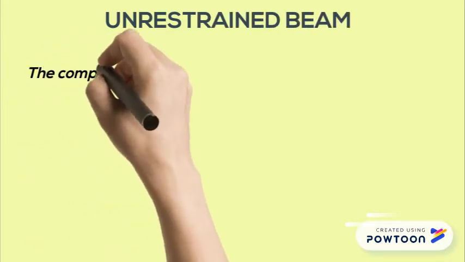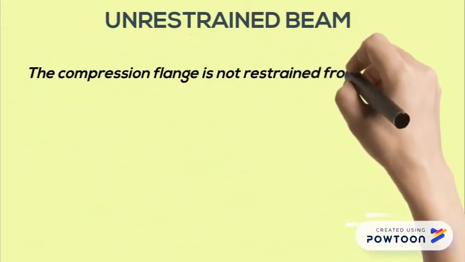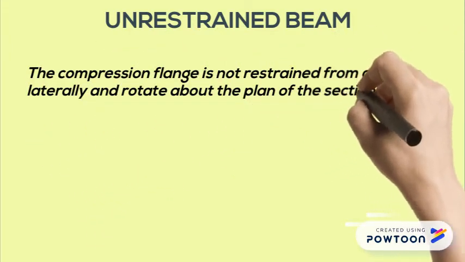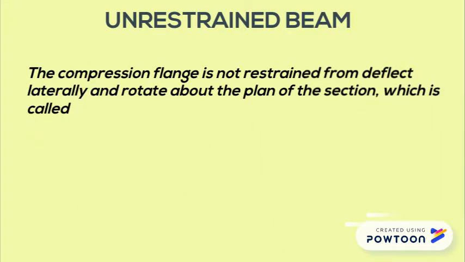Next, let us go through unrestrained beam. In an unrestrained beam, the compression flange is not restrained from deflecting laterally and rotating about the plane of the section, which is called lateral torsional buckling.